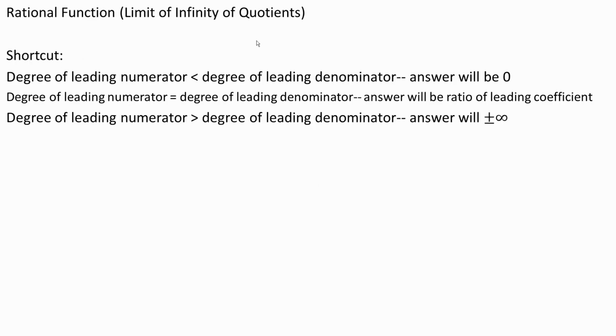For these types of quotient problems, if the degree of the leading numerator is less than the degree of the leading denominator, then the answer will be 0. And if the leading numerator is equal to the leading denominator, then the answer will be the ratio of the leading coefficients. And if the degree of the leading numerator is greater than the degree of the leading denominator, then you would have a positive or negative infinity, depending on the situation.